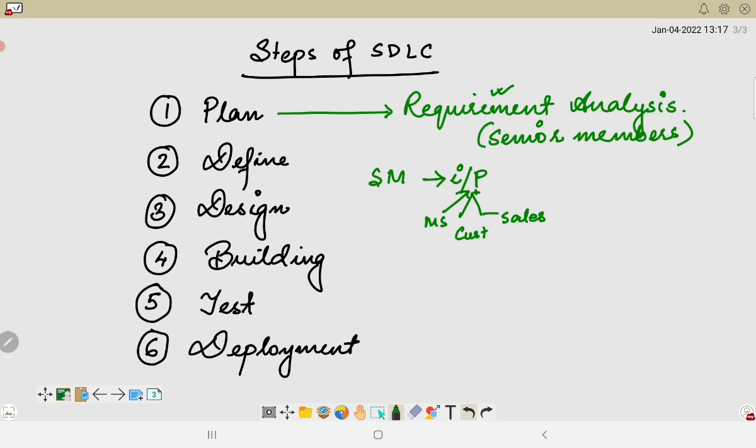So all these inputs will be provided by the different departments, and the senior member will be collecting those inputs. This information is then used to conduct the feasibility study.